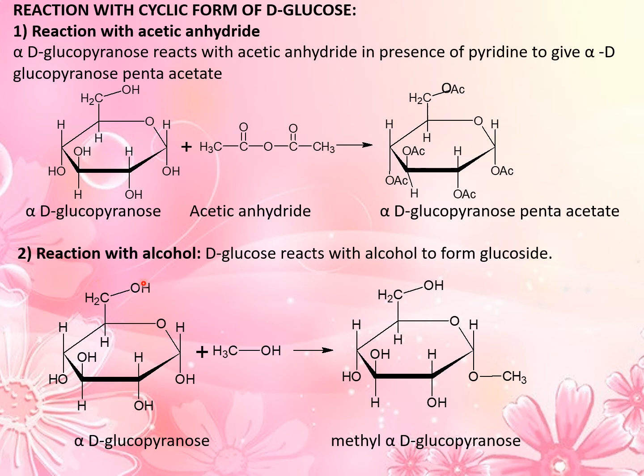Next is the reaction with alcohol. D-glucose reacts with alcohol to form D-glucoside. Side represents ether. Here alpha D-glucopyranose, the same one, reacts with methanol, CH3OH. This OH and this OH react with each other. Only one water molecule is eliminated and we get OCH3 at this position. This represents the ether functional group. So we get the name methyl alpha D-glucopyranoside.